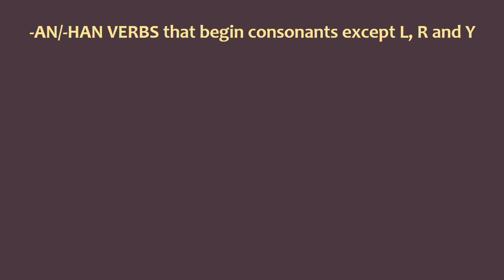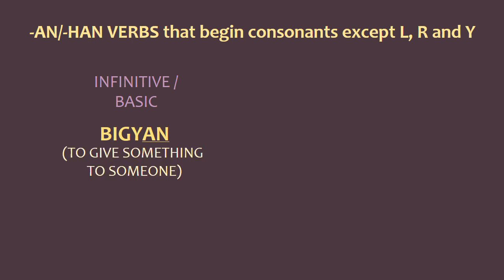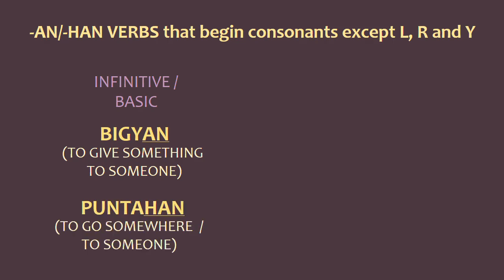Now, for those that begin with other consonants except L, R, and Y, this is how you form their past, present, and future tenses. Our two examples are bigyan, to give something to someone, and if you look at it, it's like lagyan, it's irregular. Its root verb is bigay, or give. And our second example is puntahan, to go somewhere or to someone. Its root verb is punta. We just remove the han.